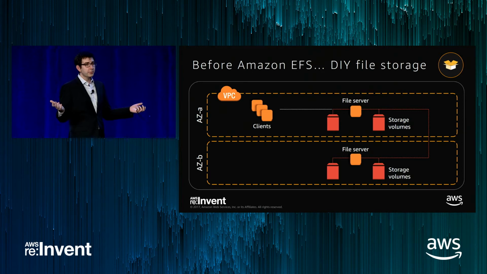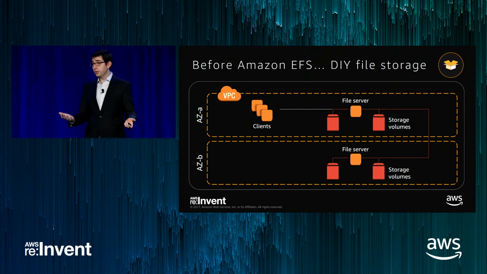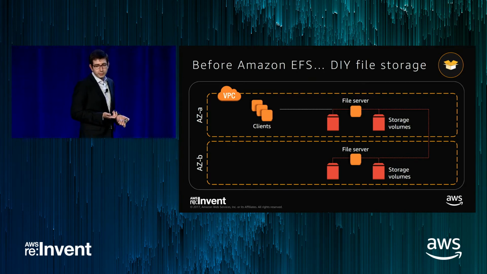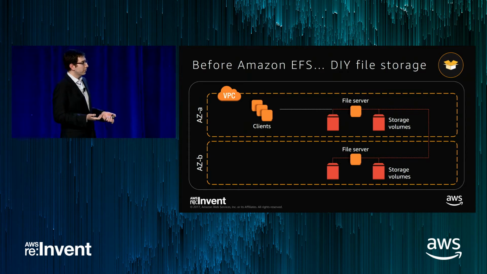And so you're all here because I assume you're at least thinking about file storage for one or more of your workloads. We launched EFS about a year and a half ago, and before EFS, if you wanted to run file storage, shared file on AWS, you basically needed to do it yourself. And so what did that setup typically look like?